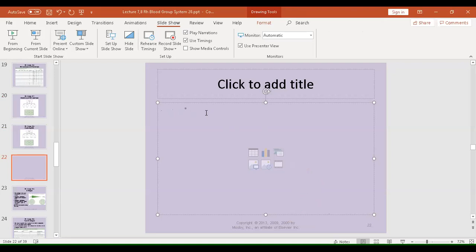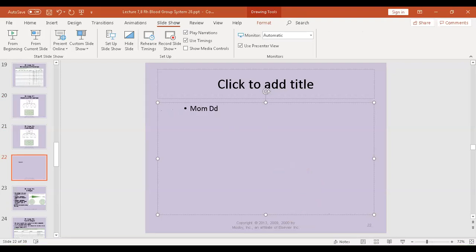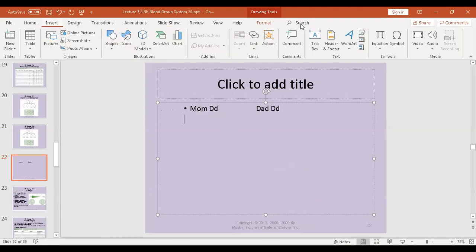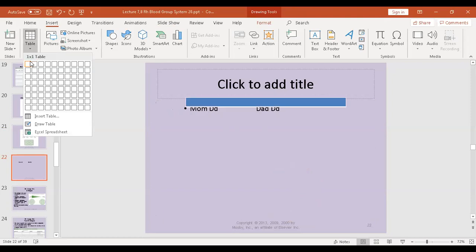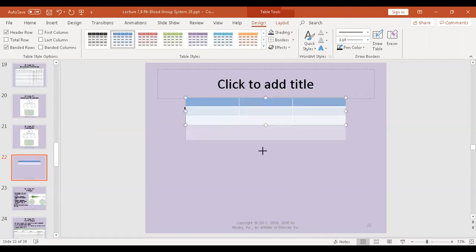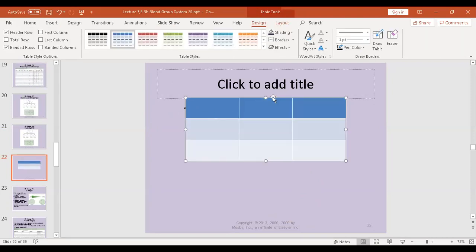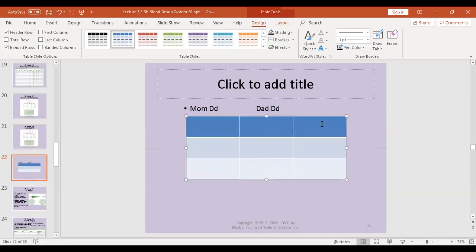Okay, so in my family, my mom was Dd, and my dad was also Dd. And I know this after the fact, okay? So let's look at how I know it. Let me insert a table. Okay. I don't like the colors, but we'll deal with it. Okay, so how do I know this?